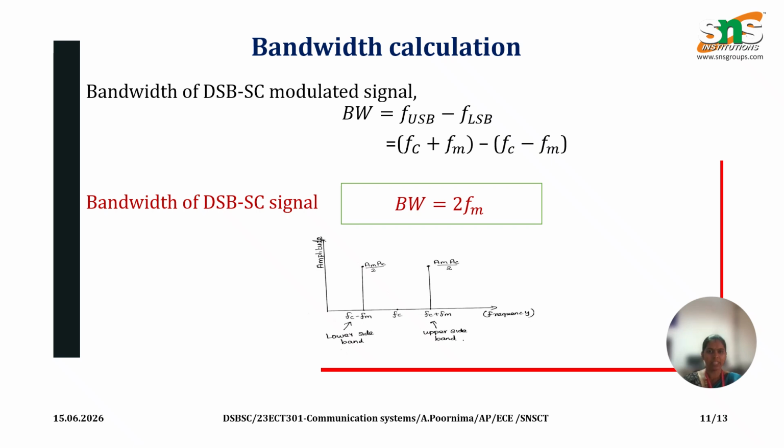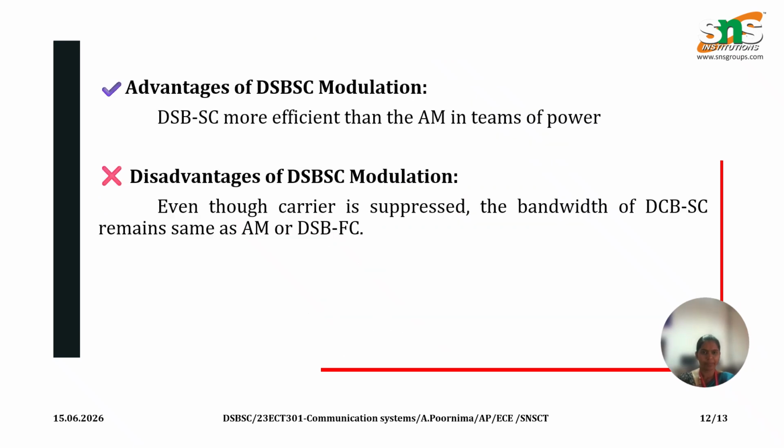And the next one is bandwidth calculation. In DSBSC, the wave has two components, the upper sideband and the lower sideband. Therefore, bandwidth will be upper sideband minus lower sideband. This ends up with the result 2 fm. It is the same as AM. AM also has a bandwidth of 2 fm only.